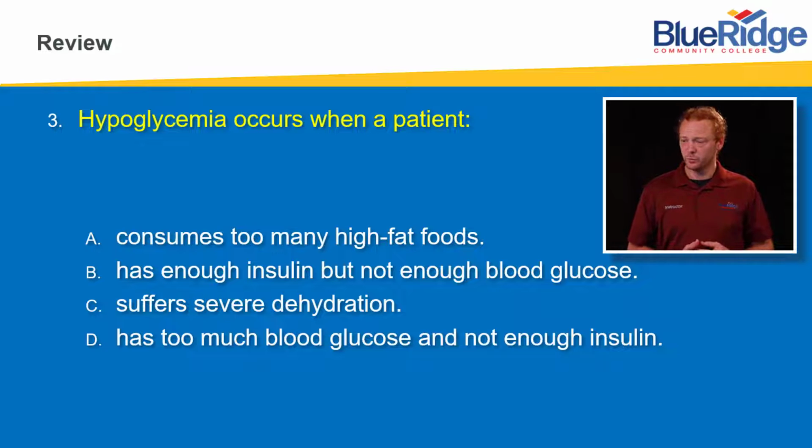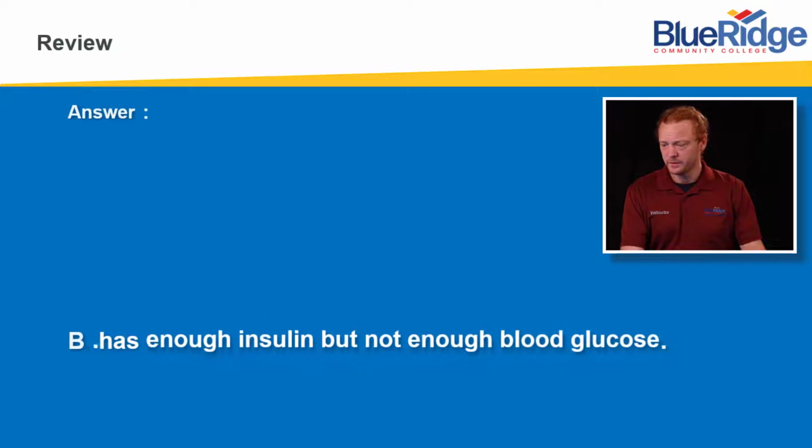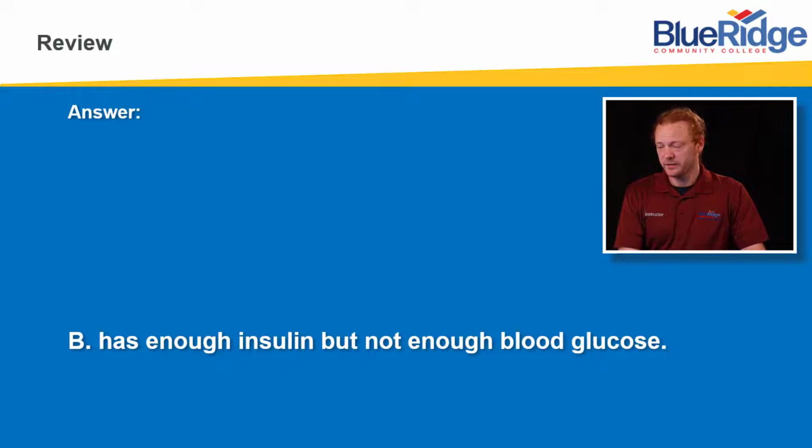Hypoglycemia occurs when a patient: A, consumes too many high-fat foods; B, has enough insulin but not enough blood glucose; C, suffers from severe dehydration; or D, has too much blood glucose and not enough insulin. The answer is B, has enough insulin but not enough blood sugar.